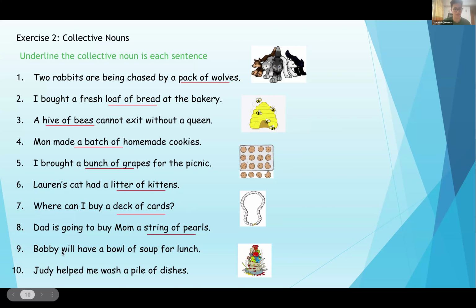And now for the ninth one: Bobby will have a bowl of soup for lunch. A bowl of soup. All right. Let us see if this is the correct one. Yes, good job. And now the last one: Julie wants a pile of dishes. A pile of dishes. Let's see if you can get this last one correct. Yes. Great job, everyone. Let's give yourself an applause for having 10 out of 10 correct answers.